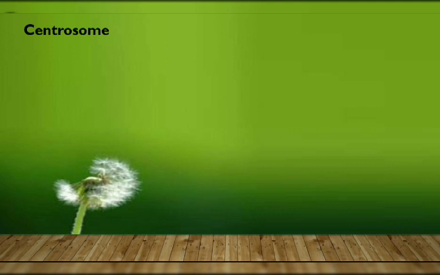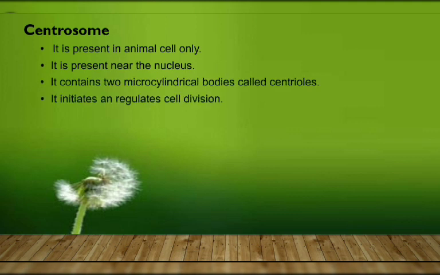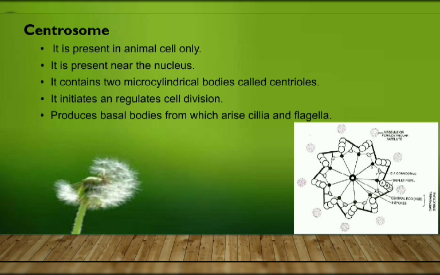Now the centrosome. The centrosome is only present in the animal cell, not in the plant cell. It helps in cell division by the formation of spindle fibers. It is present near the nucleus. It helps in the formation of the basal body where cilia and flagella arise. Cilia are hair-like structures present around the surface of paramecium, and flagella are long thread-like structures present at the top of euglena or at the bottom of the human sperm. This is the structure of the centrosome.